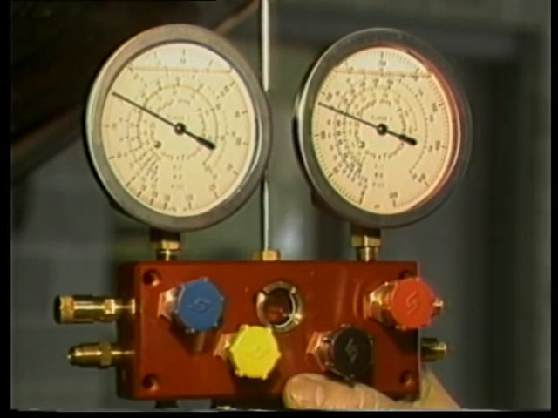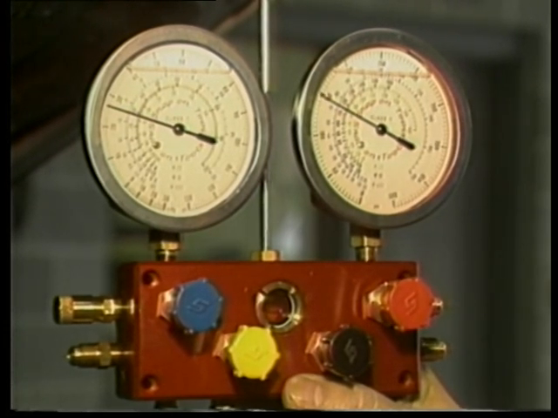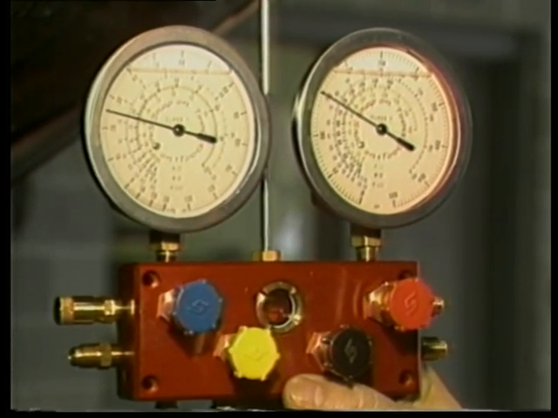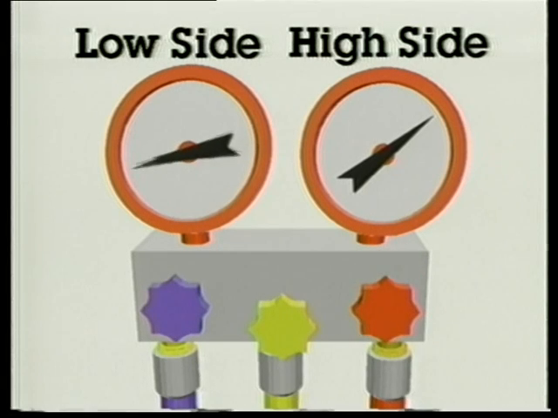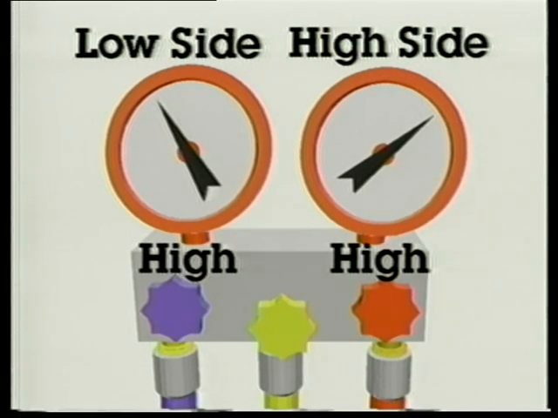Compare both low and high side pressures to factory specs for the ambient temperature. If low side pressure is low and high side is high, you can have a low charge, air or moisture in the system, faulty thermostat or pressure switch, bad expansion valve, or a high side restriction.